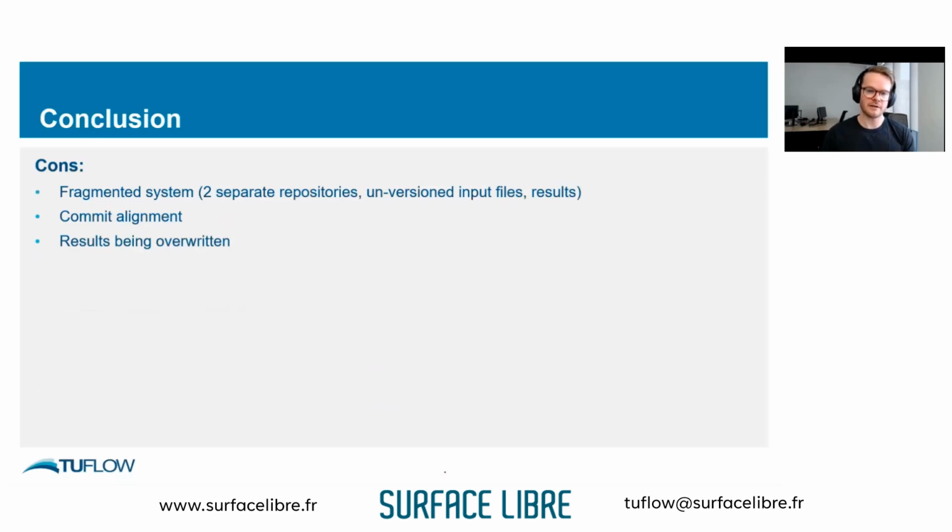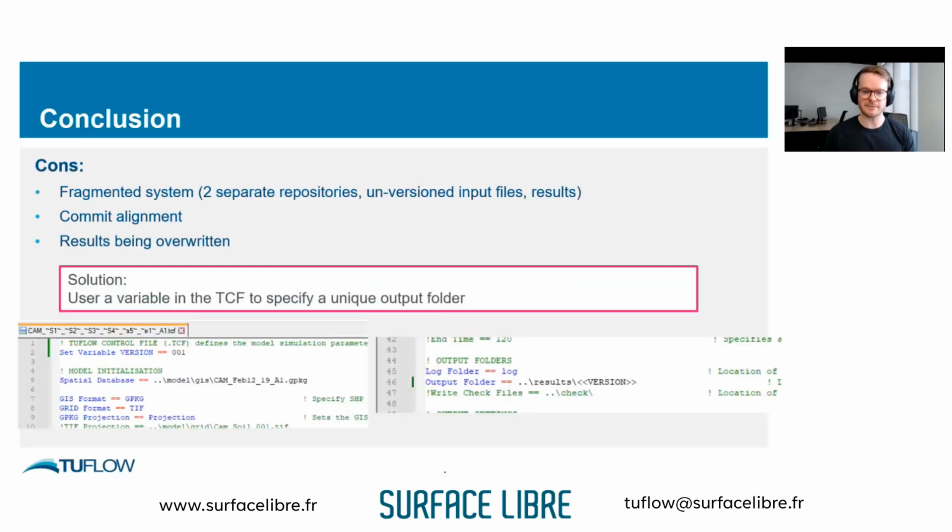Another solution to that, extending the previous solution, is you'd have something like a variable called version in TUFLOW, which you can do by set variable, and you'd have a number. Then in the output folder, you just reference this version, and you could do that with the log folder and the check files as well. So every time we ran it, as long as you remembered to increment this number, it would write the results to a different location, which means you'd keep the old results as well.